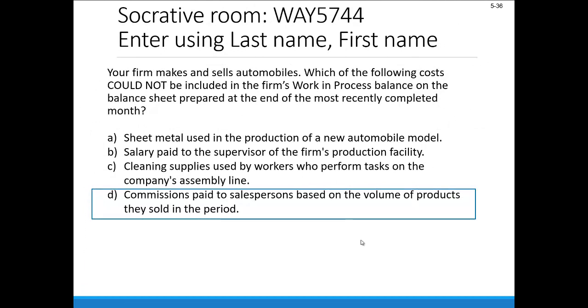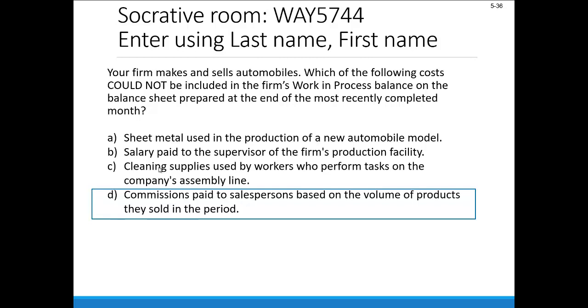So that would be D, commissions paid to salespersons based on the volume of products they sold in the period. Commissions would be a selling expense, so those would not be an inventoriable cost, right? They're not a manufacturing or a product cost. They would not flow through inventory, so they would not show up in work in process ever.